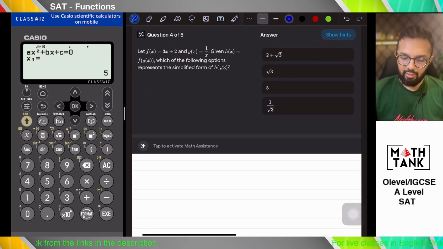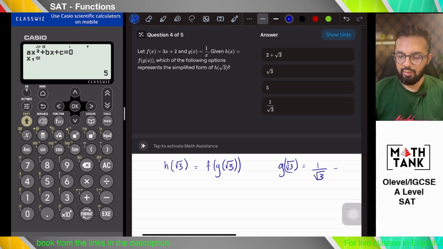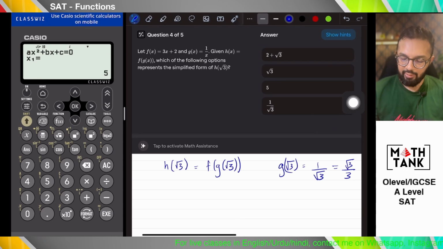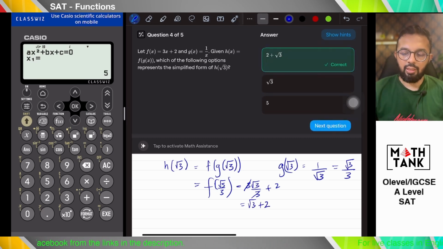Okay. Then it says h of root 3. H is given by fg of x. So h of root 3 is fg of root 3. So can I first calculate g of root 3? That's 1 over root 3. That gives me root 3 over 3, okay, on my calculator. Then what is f of root 3 over 3? That's 3 root 3 over 3 plus 2. So that's root 3 plus 2. That should be the correct answer.